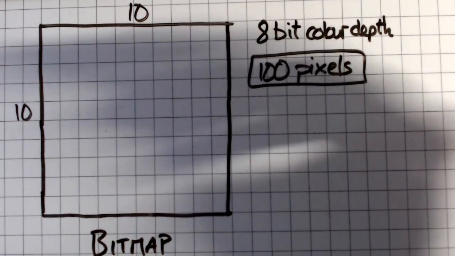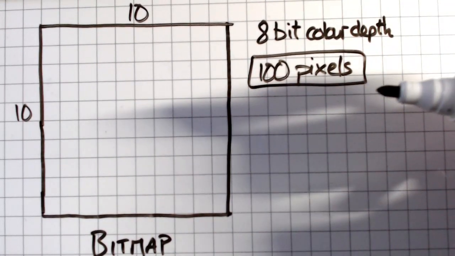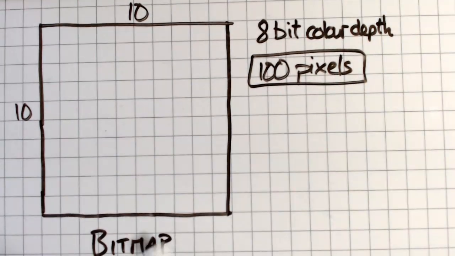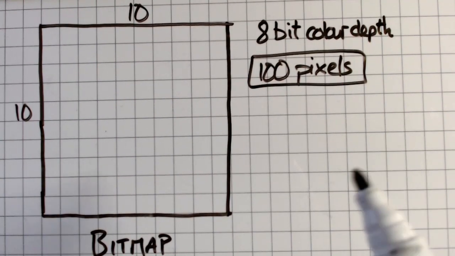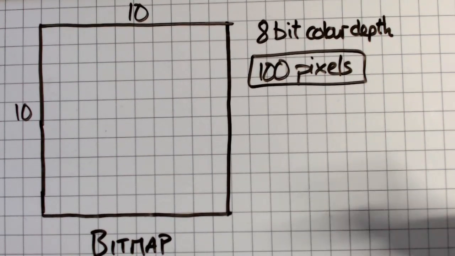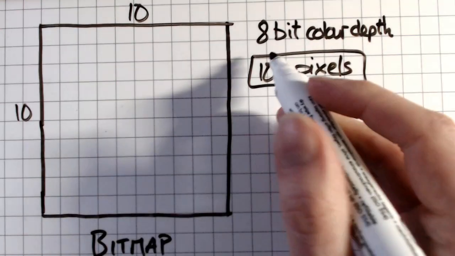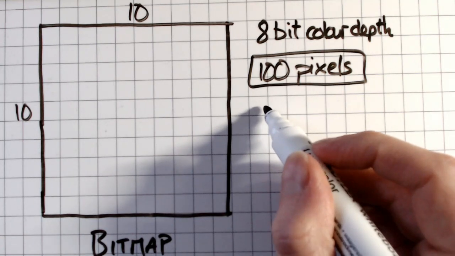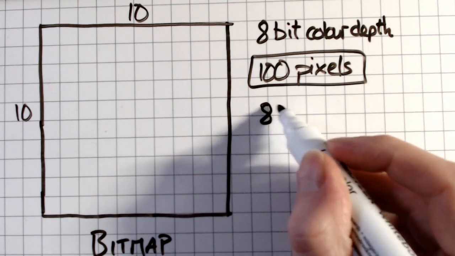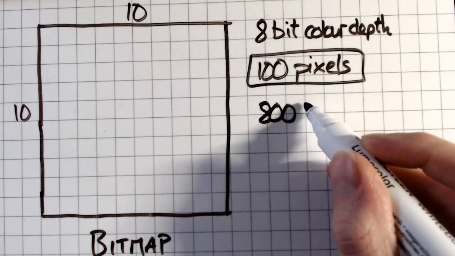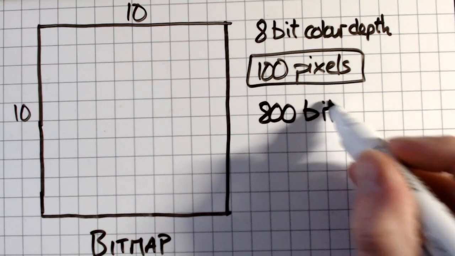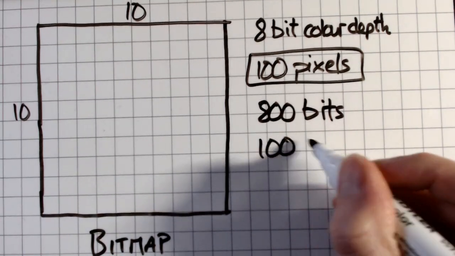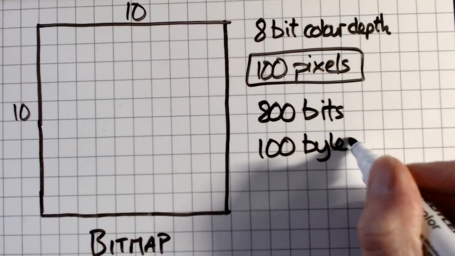No, I'll stick with bitmap, but imagine the bitmap is essentially 8 bits colour depth. So that just means each pixel that you draw is going to be 8 bits or a byte. Okay, so if this is going to be 8 bits and there's 100 pixels, there's going to be 800 bits for the file size. Or you could just say 100 bytes. So that's the size of the file.